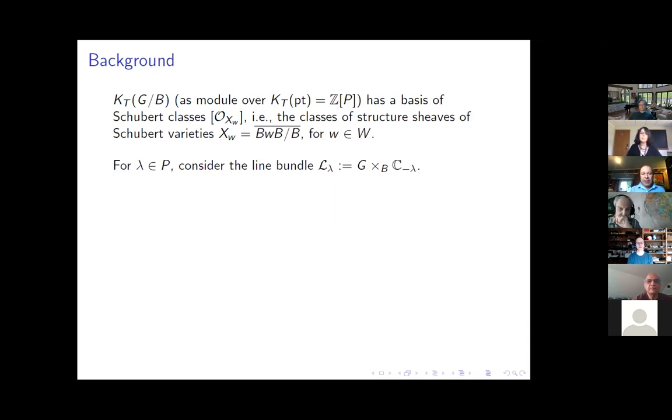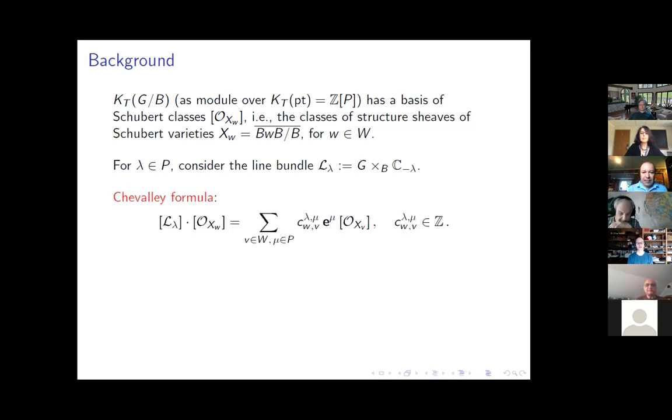So now for every weight lambda, there is a line bundle, L_lambda, defined like that. And the Chevalley formula just expresses the product in K theory, so the tensor product between the class of the line bundle L_lambda and the Schubert class. And the expansion is in the basis of Schubert classes. And we have the equivariant parameters, e^mu, equivariant coefficients. And then we get some integer coefficients, which I denote c_{w,v}^{lambda,mu}. So we know that there is such a formula, so we want to express it.